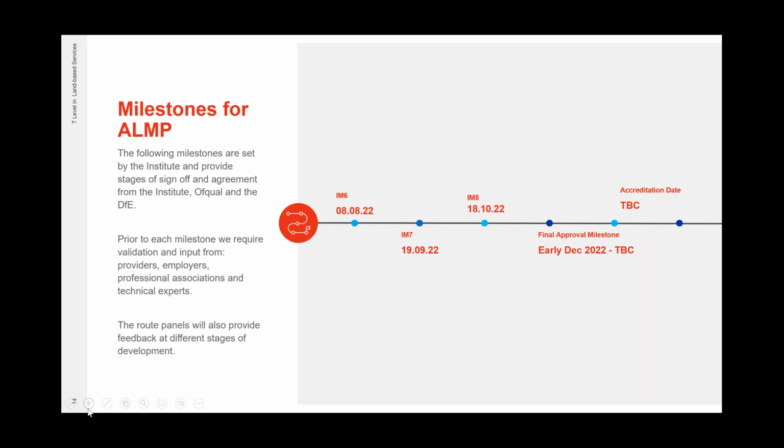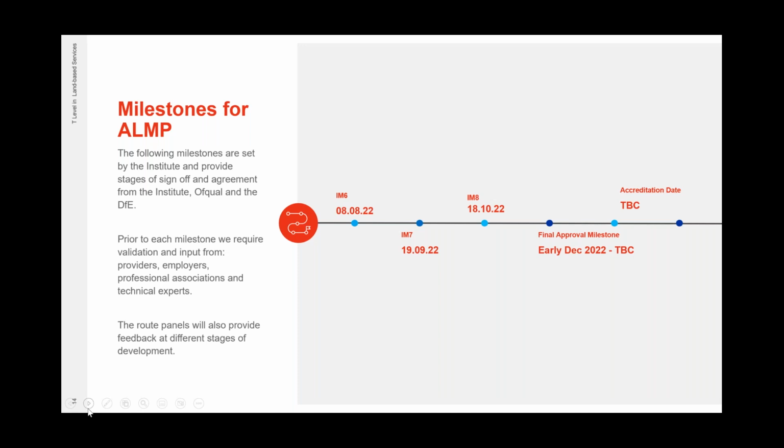And the accreditation date, because we don't currently have a final approval milestone date, is to be confirmed, but we expect that it will be sometime in early 2023, but we don't have a date for that currently. As you can see from that slide, the time between each milestone is short. We get around about a month between each milestone. And within that time, a lot has to happen.